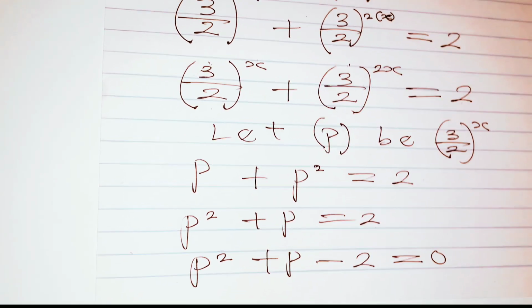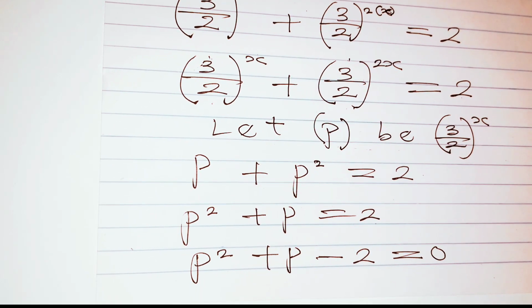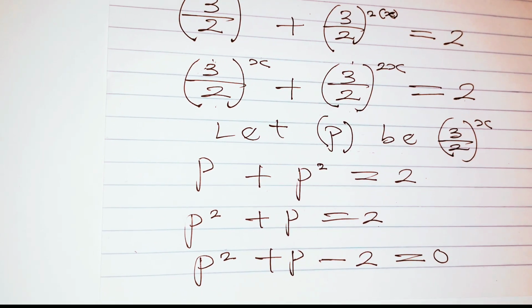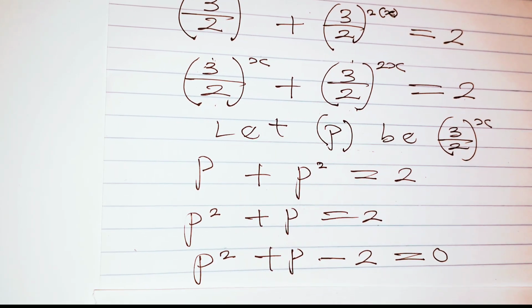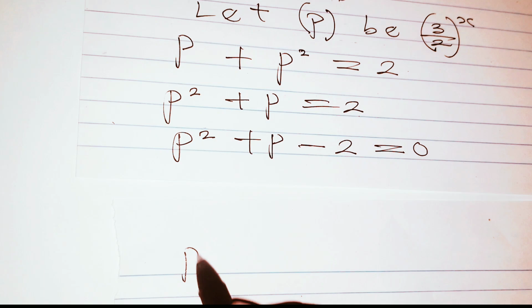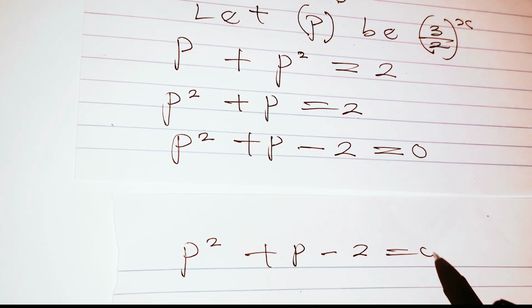We have using the quadratic formula. We can also use completing the square method, but this can easily be factorized too. We can just go ahead and factorize the quadratic equation there. And then this becomes, don't forget, this is p squared plus p minus 2 equal to 0.